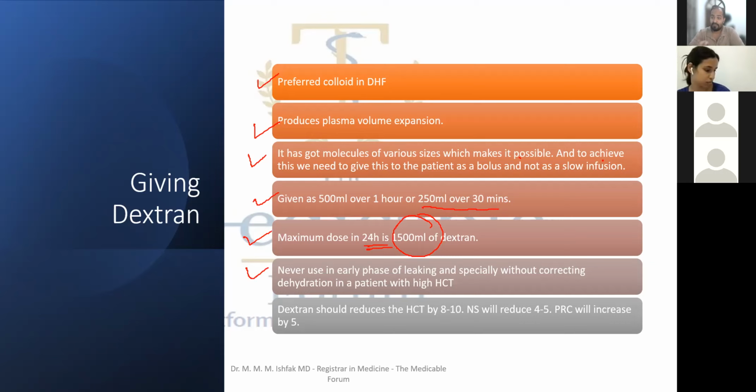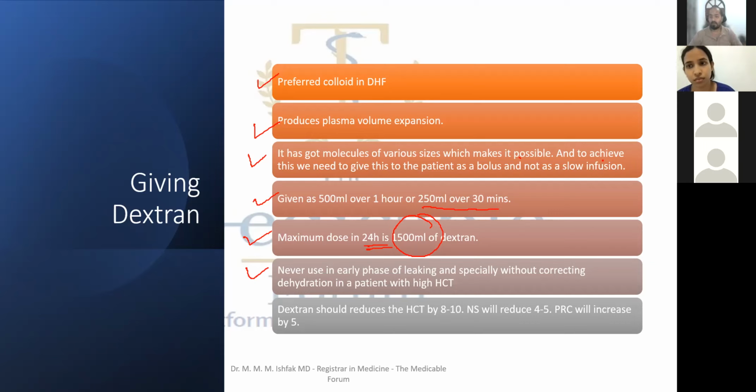So normally when the hematocrit is very high, we have a tendency to think, okay, there is a huge leaking. Let's give some dextran so that it will reabsorb some fluids into the vascular space. Now, without correcting dehydration, dehydration per se can cause a rise in hematocrit. So in a dehydrated patient, there is no fluid in the extravascular space.